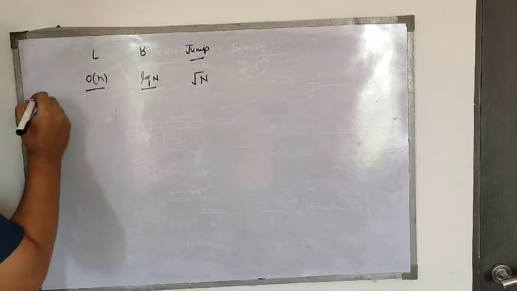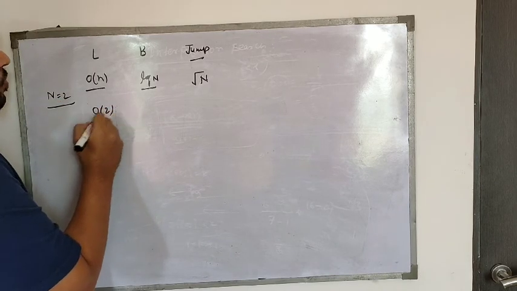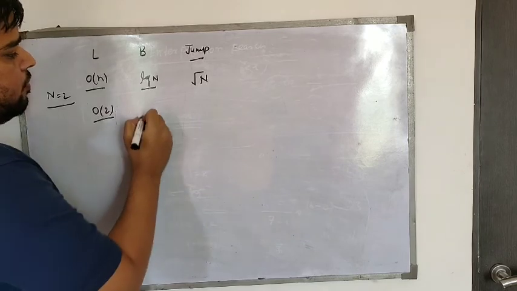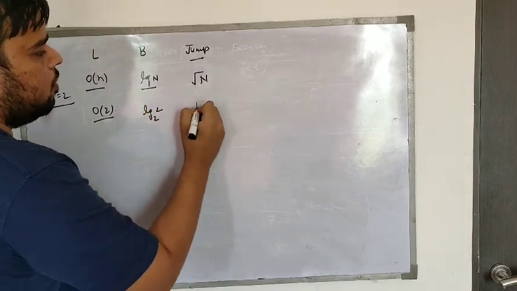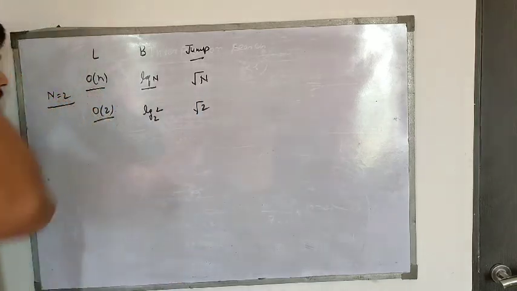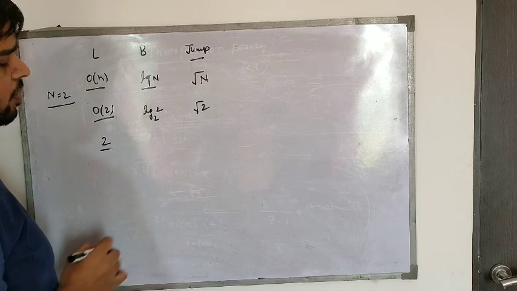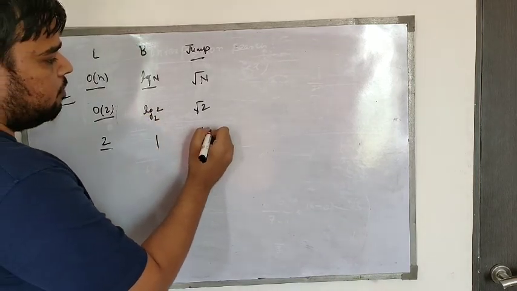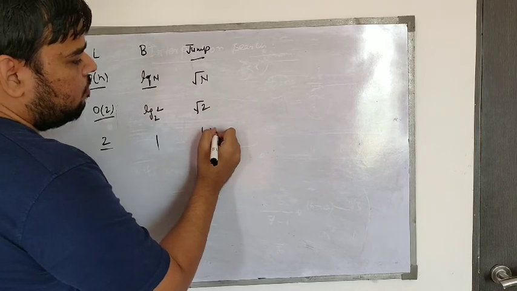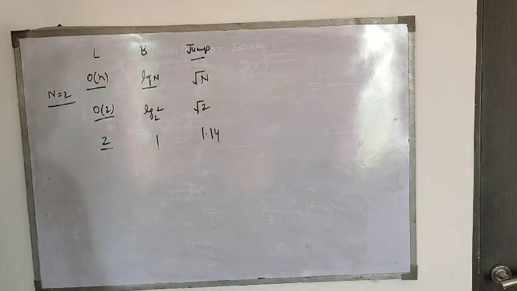So let's say n is equal to 2. The complexity of linear search will be 2, the complexity of binary search will be log 2 with base 2, and the complexity of jump search will be root of 2. So this is order of 2, this is log 2 with base 2, which will be 1, and this will be 1.4. So what does it mean?